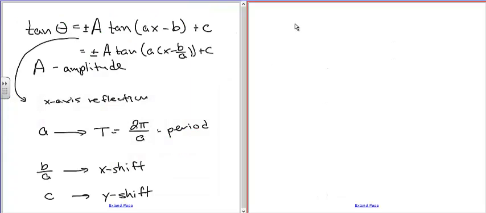We know what the parent function looks like. So let's say we change the inside of the tangent to, instead of bx, 2x. What does that say? There's no horizontal or vertical shift. There is a period that's different than 2 pi. The period is 2 pi divided by a, where a is 2, so we get a period of pi.